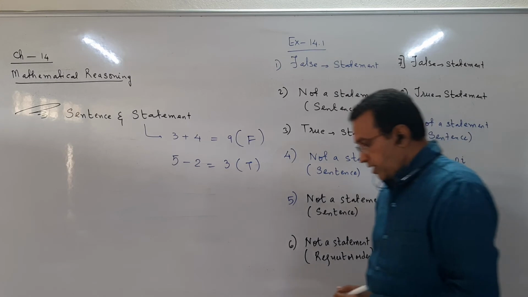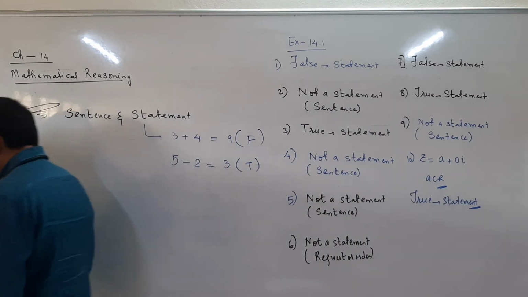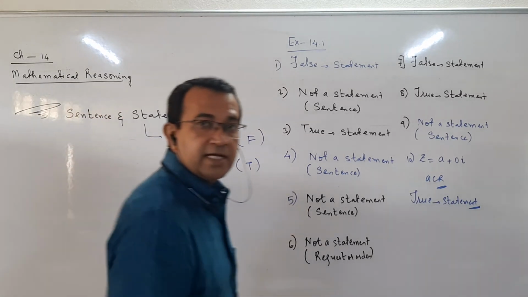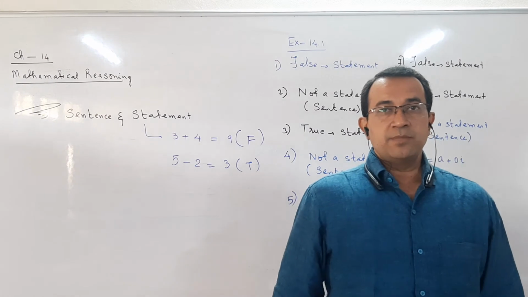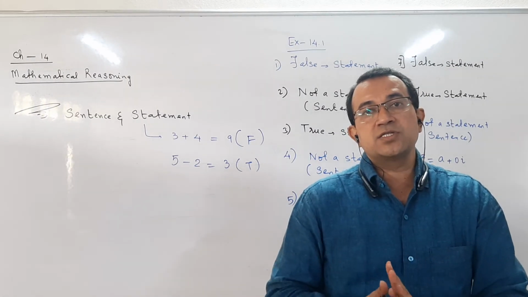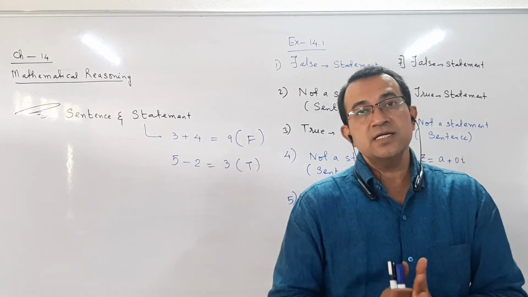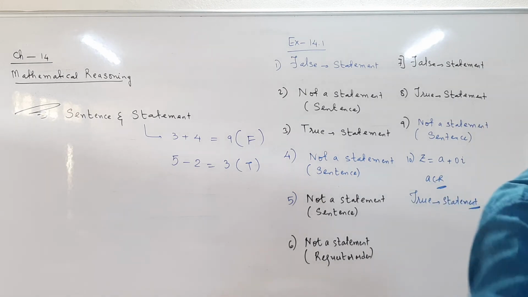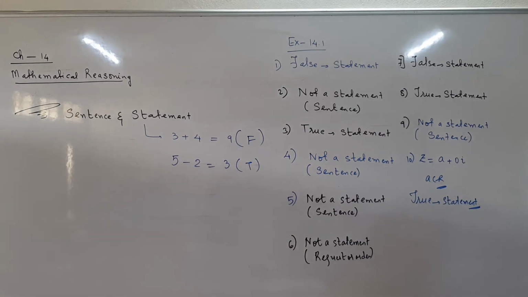So by this time all of you will be well versed that if a sentence is universally true or universally false, then we can say it is a statement. But if it is true in some cases and false in some cases, then we cannot say that sentence is a statement. So every statement is a sentence, but every sentence may not be a statement.